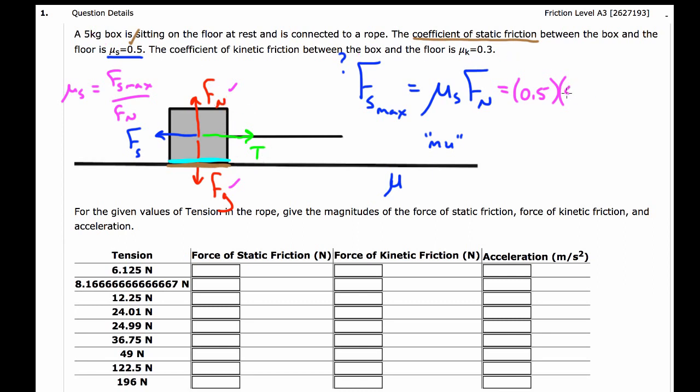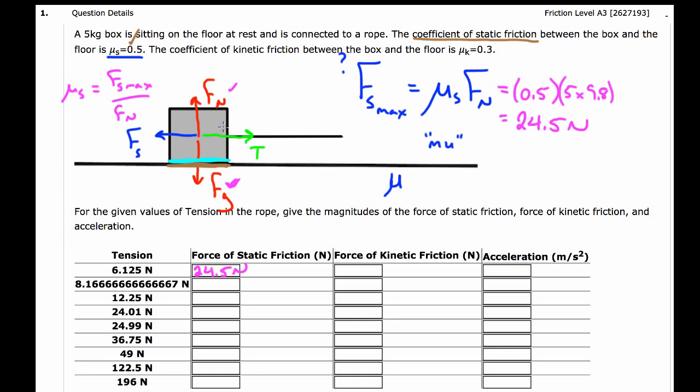So 5 times 9.8, not 9.8. People sometimes want to say the normal force is 9.8 or the force of gravity is 9.8. Force of gravity is m times g. So you multiply all this together and you get 24.5 newtons. So let's come down here. What's the force of static friction if my tension is 6.125? A lot of people are like 24.5 newtons, but think about that.